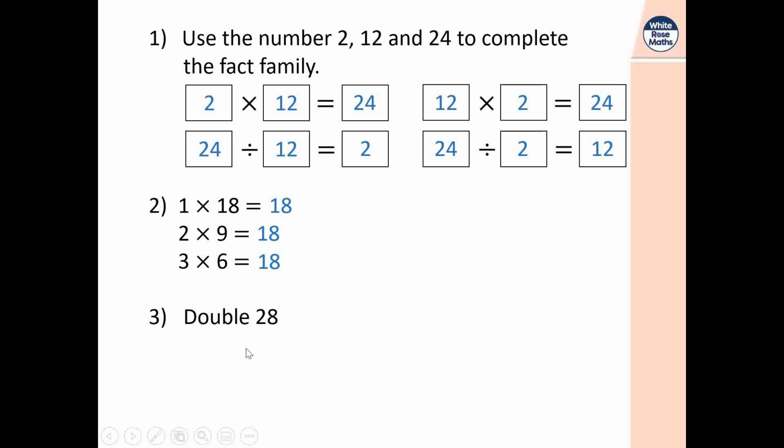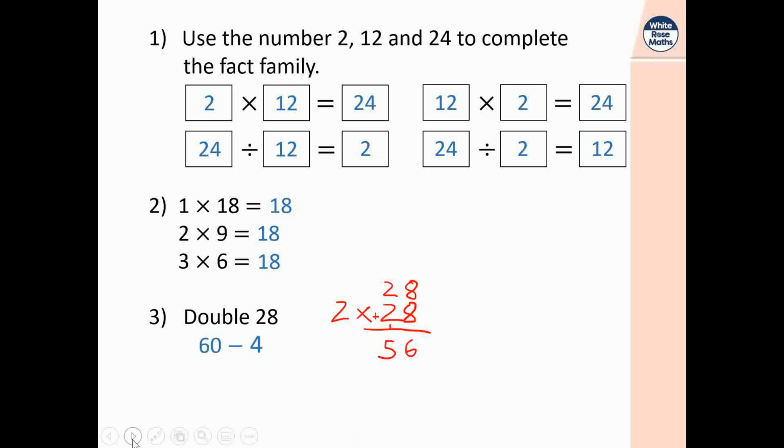Number 3, double 28. In other words, you have to do 2 times 28. That sounds right. Let's check it out. So we've got 2 times 28. In other words, we have to add them. We can also do it like this. Maybe that way is easiest. So what's 8 plus 8? 16. And then we have 5. There we go. 56, correct.